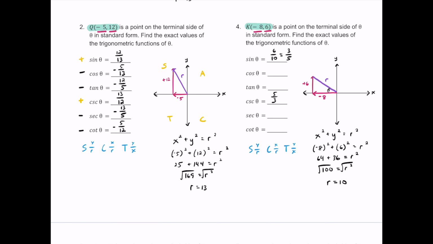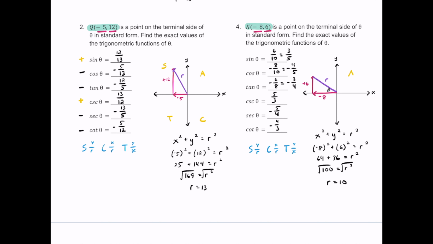Okay, let's go ahead and try cosine. Cosine is going to be x over r, so here's x, it's negative 8 over r, which is 10. So we have negative 8 over 10. Divide both by 2, so that's negative 4 over 5. But that means that secant is going to be negative 5 over 4. Finally, for tangent, we have y over x. So here's y. That's going to be 6 over x, which is negative 8. So positive 6 over negative 8, so negative 6 over 8. Divide both by 2. That's negative 3 over 4, which means this is negative 4 over 3.